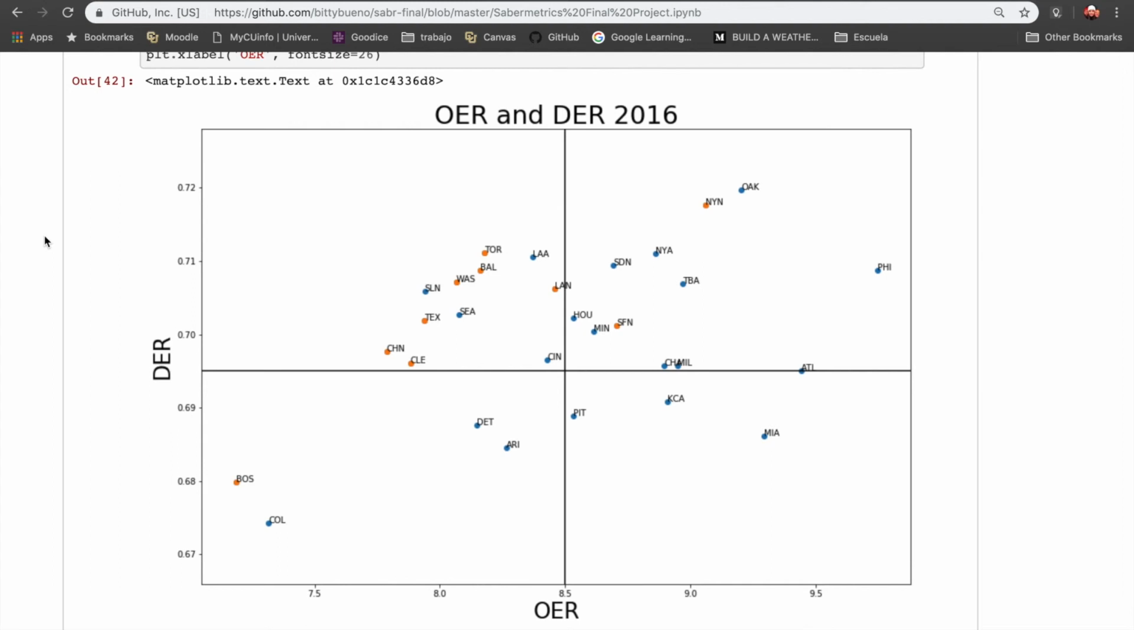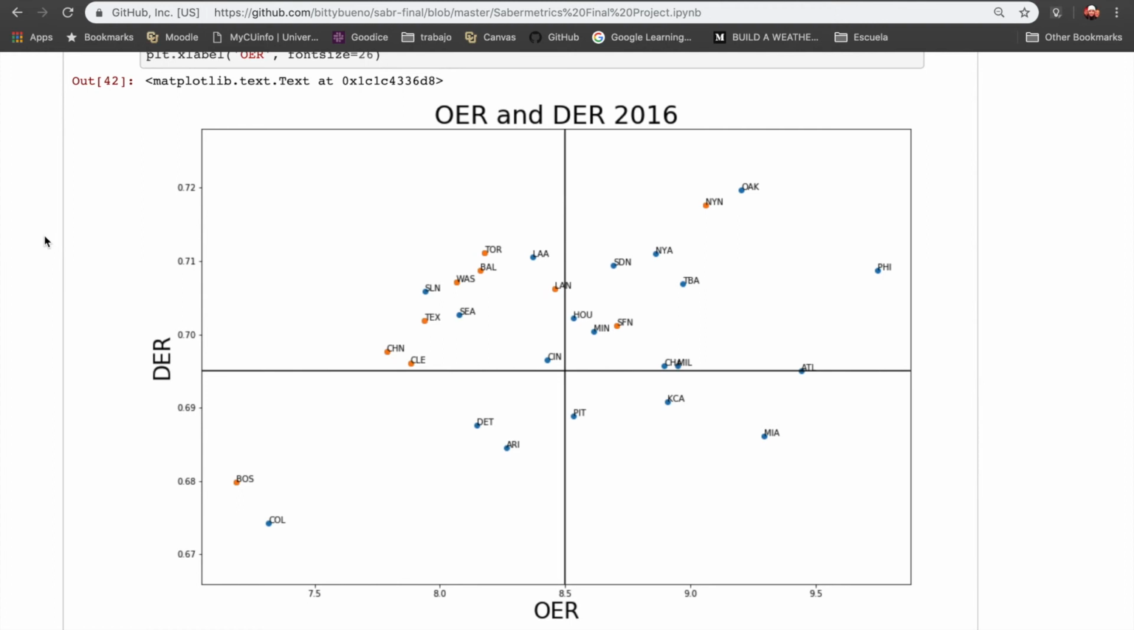The orange dots represent teams that went to playoffs, while the blue dots represent teams that did not make it to playoffs. And just as a reminder, the more efficient an offensive team is performing, the lower the OER will be. The opposite is true for DER. The higher the DER, the more efficient the defense is performing.